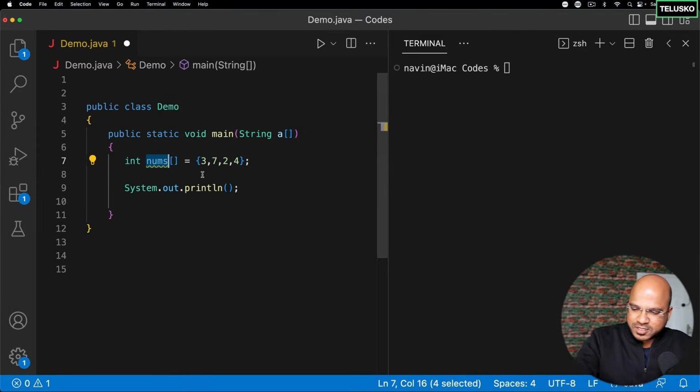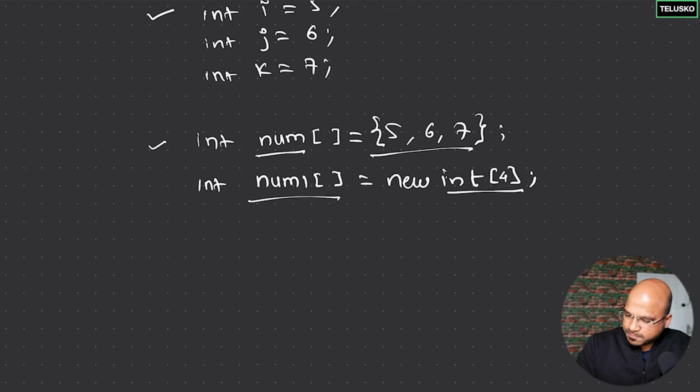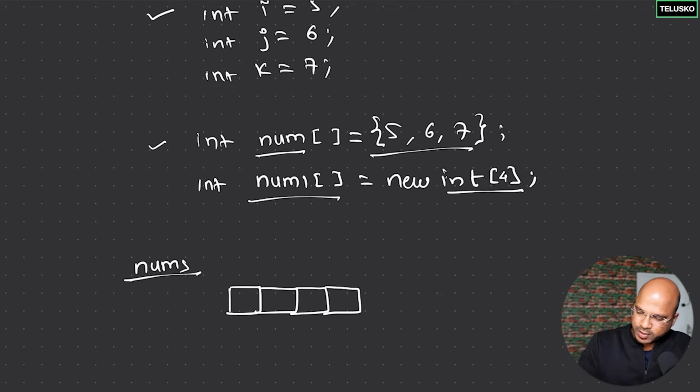Now, if I want to represent that array in a memory structure, see, if you have one variable, you can create one box, right? But if you have multiple variables, you have to create multiple boxes here. So 1, 2, 3, 4. Now this is your array, which is named nums. Of course, the same code which you are doing. And then in this array, you'll have these 4 values, which are 3, 7, 2, 4.